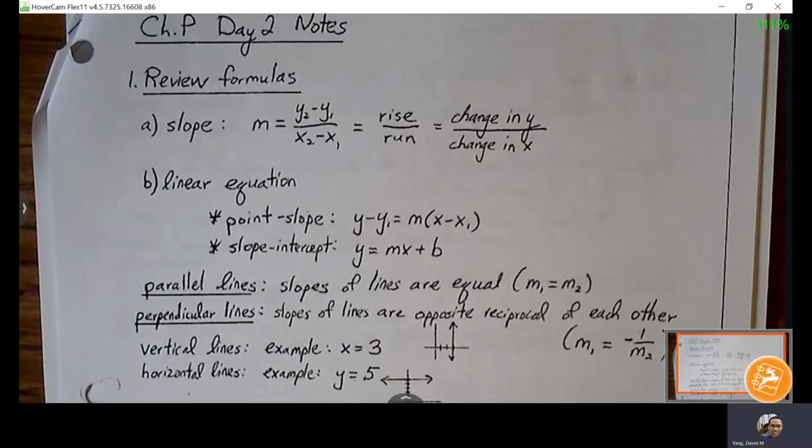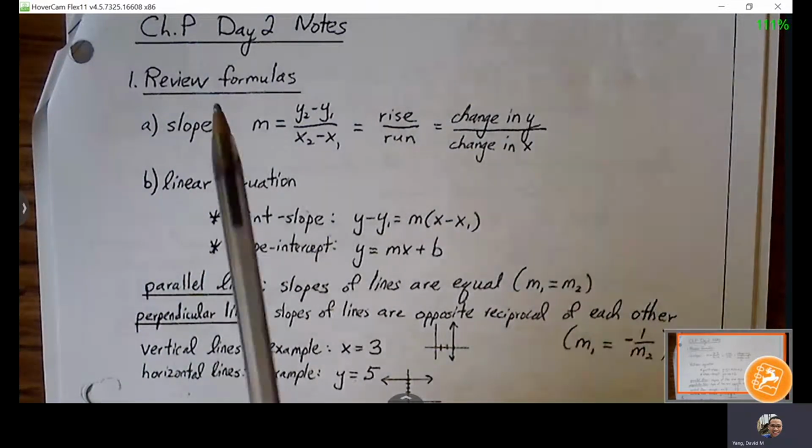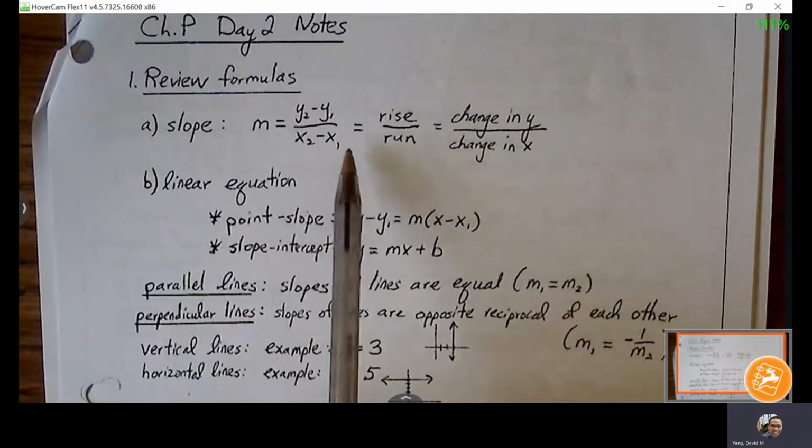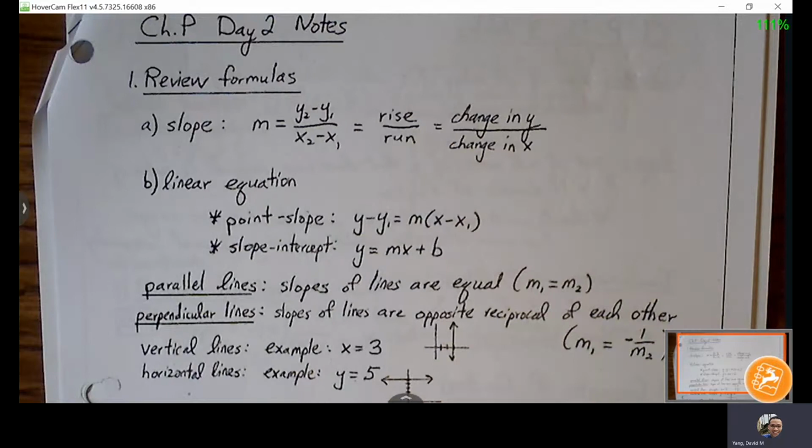Okay, so day 2 notes. We're going to start off with just some basics here. We know slope is just rise over run, change in y over change in x. We're going to do a lot more work with slope later on.